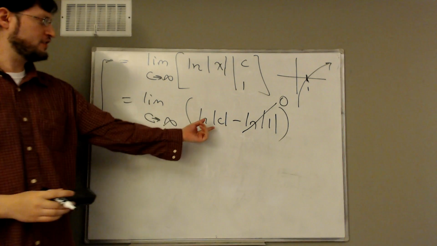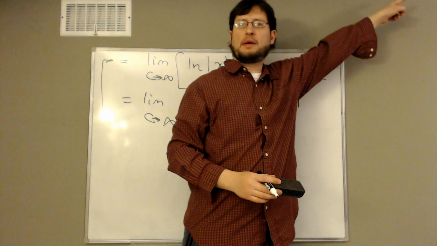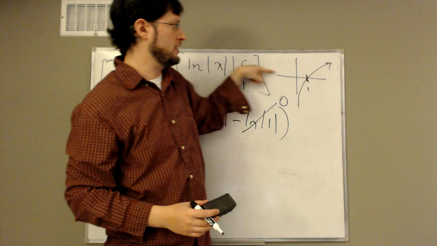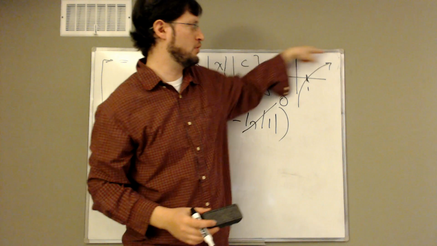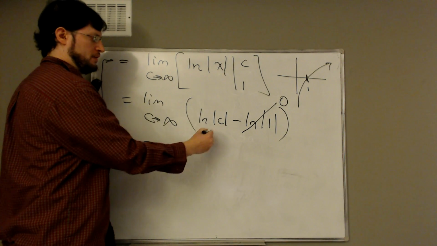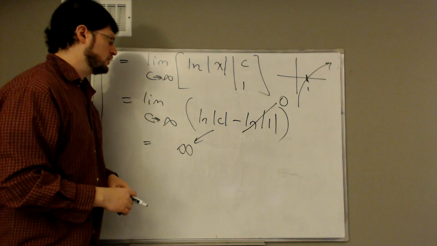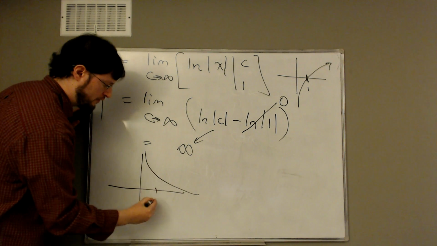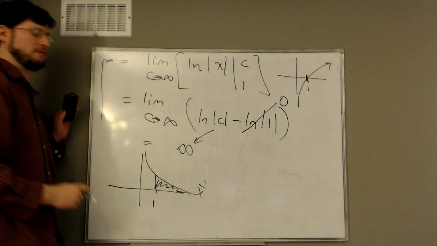And what's ln of c as c goes to infinity? Well, this actually goes all the way up to infinity. Remember, this is the inverse function of e to the x. So if I took e to the x and flipped it over the line y equals x, I'd get this. There's no horizontal asymptote to this. It goes all the way up. And so this is actually infinity, because this piece is infinity and this piece is 0. So the area under that curve of 1 over x from 1 to infinity is actually infinite.